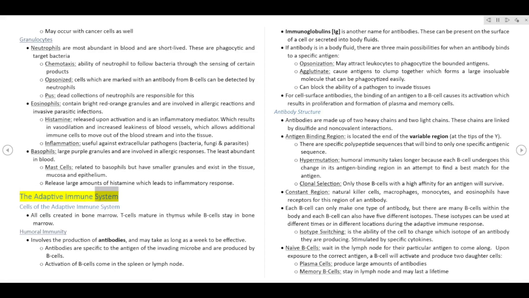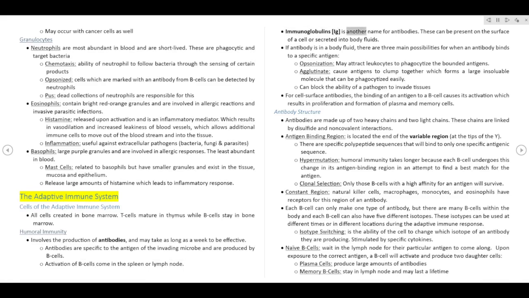The adaptive immune system. Cells of the adaptive immune system are all created in bone marrow. T cells mature in the thymus, while B cells stay in bone marrow. Humoral immunity involves the production of antibodies, and may take as long as a week to be effective. Antibodies are specific to the antigen of the invading microbe and are produced by B cells. Activation of B cells occurs in the spleen or lymph node.